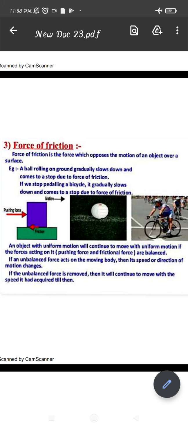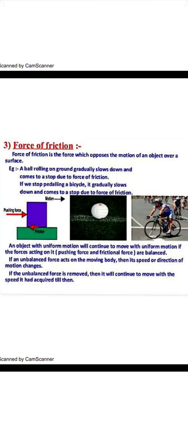So it always acts at the contact between the surface and the body, and this friction only acts on rough surfaces, not on slippery surfaces or soft surfaces. So friction increases with the increase in the roughness of the surface. The force always increases with the roughness of the surface, and as the surface becomes smoother, the friction also decreases, right? So friction always acts opposite to the direction of the motion of the object.